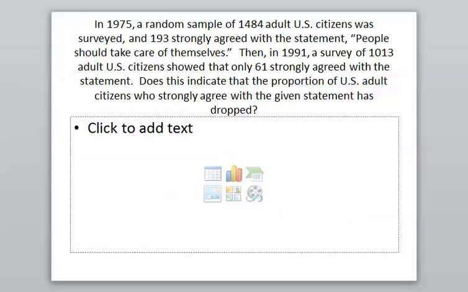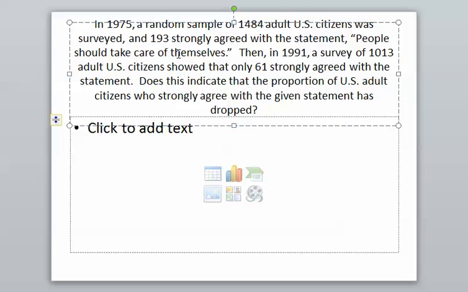Let's go on. In 1975, a random sample of 1,484 adult U.S. citizens was surveyed, and 193 agreed strongly with the statement, people should take care of themselves. Then in 1991, a survey of 1,013 adult U.S. citizens showed that only 61 people strongly agreed with that statement. Does this indicate that the proportion of U.S. adult citizens who strongly agree with this given statement has dropped?